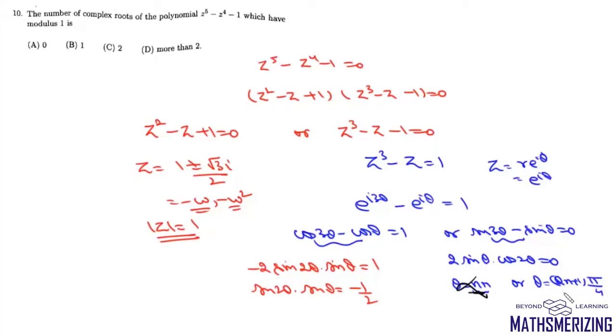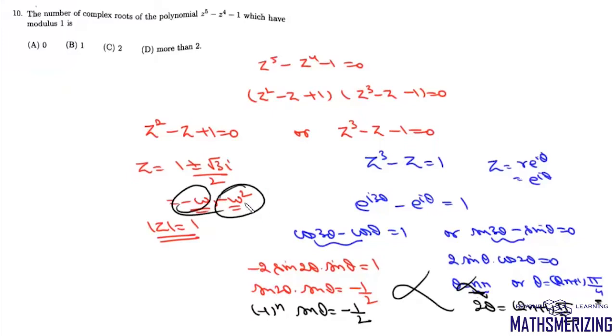Now what about theta equals (2n plus 1) pi by 4? If we look at 2 theta, it will be (2n plus 1) into pi by 2. So sin 2 theta will be minus 1 to the power n, and sin theta equals minus 1 by 2. Now sin theta is minus 1 by 2 at multiples of pi by 6 and not multiples of pi by 4. So we won't get any solution from this case. So there are only two roots for this equation for which modulus is 1. So the answer to this question is 2, and that's your option number C.